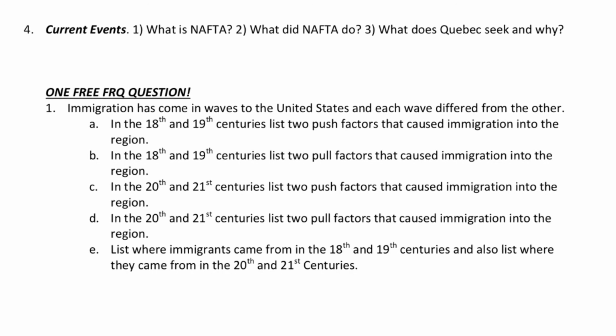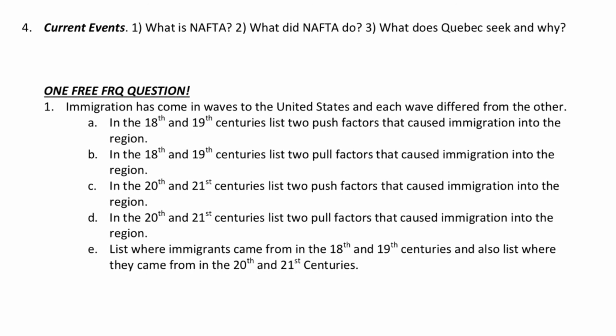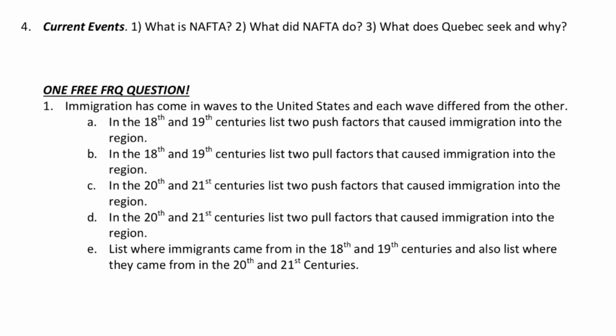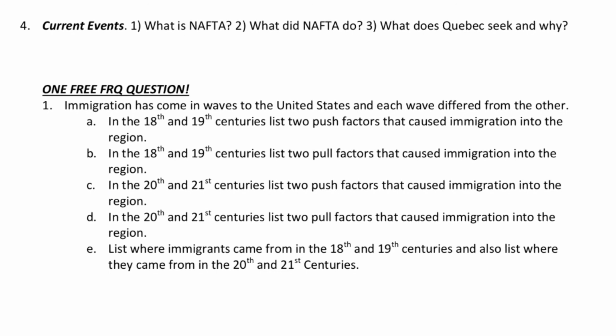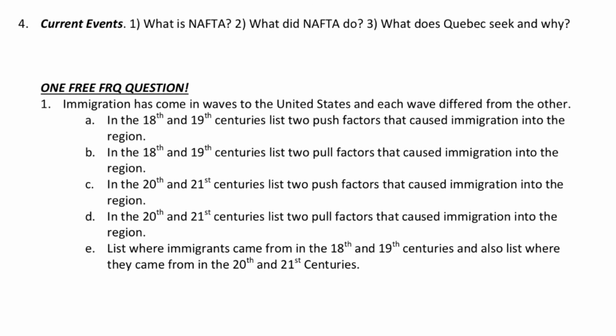Letter B, in the 18th and 19th century, still dealing with the 1700s and 1800s, list, again, I'm just wanting a list, two pull factors that caused immigration to the region. These are positives. Must give me positives here. Some things that you can give me from the 1700s and 1800s: pull factor, free land. A lot of open land. Maybe a new start. Religious freedom.